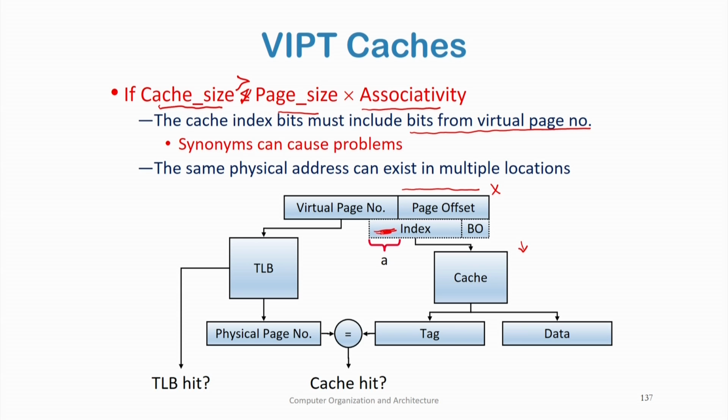So, this part. Now, here I will again have the problem of synonyms, which I had for virtually indexed, virtually tagged caches. Therefore, the same physical address can now exist again. This problem has come back. The same physical address can exist in multiple locations in the cache.